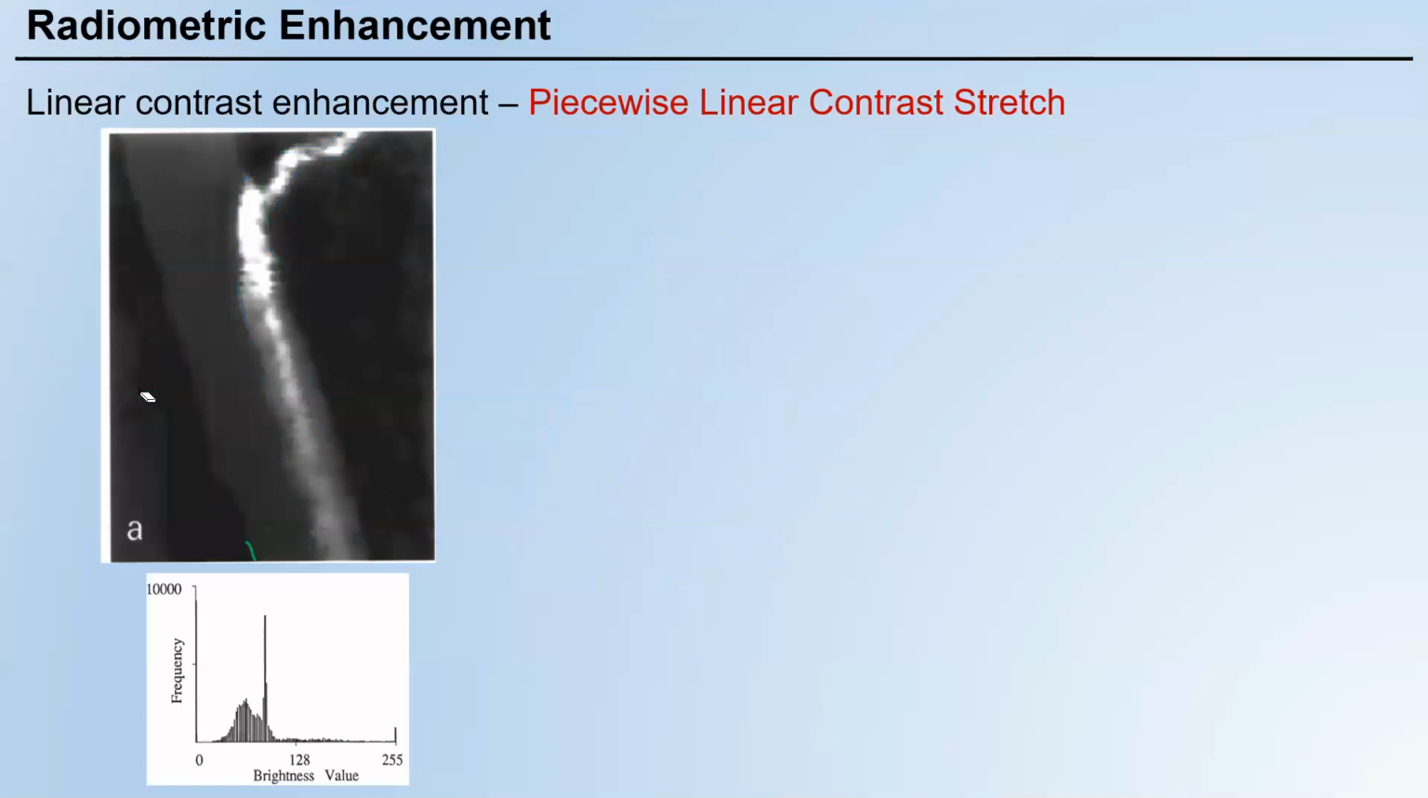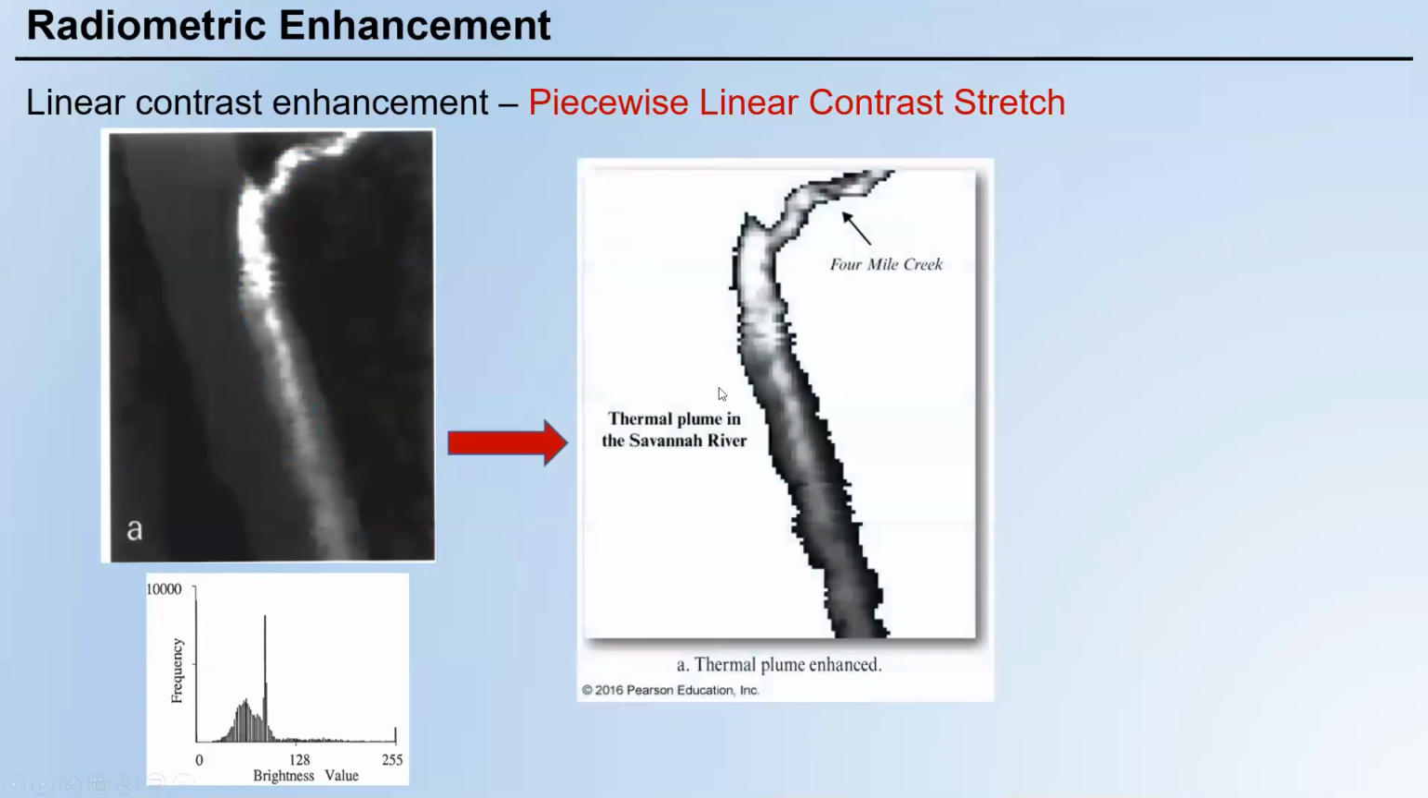Okay, let me erase the drawing first. They're here to give you a concept. Okay, so let me turn it off. So this is the result. And this thermal plume, we call it a thermal plume because the water from this creek has much higher temperature than the water in the Savannah River. So we want to emphasize this thermal plume. Okay, so this is the result.